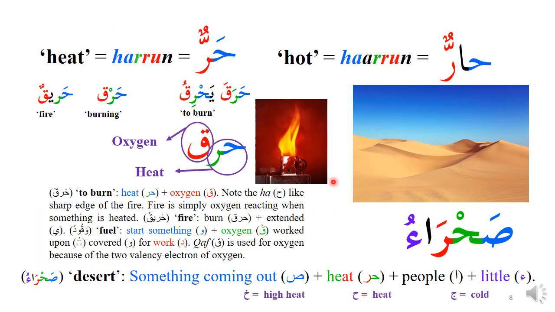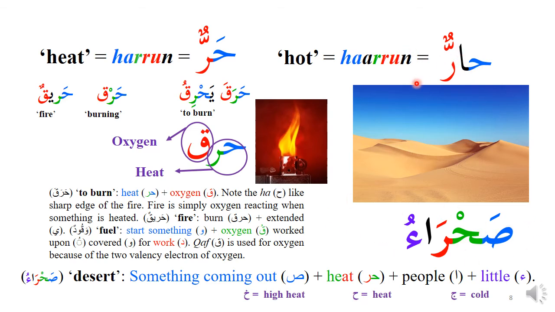Okay. Now, in contrast to the jim, the ha group of letters would be associated with general heat. General heat. For example, sahra'u, which means desert. How does it mean desert? So something coming out, swad, and har is heat, and alif is people or human but inactive, and little means little people and little food or something is there, right? And so that's the feature of the desert as described in this word.